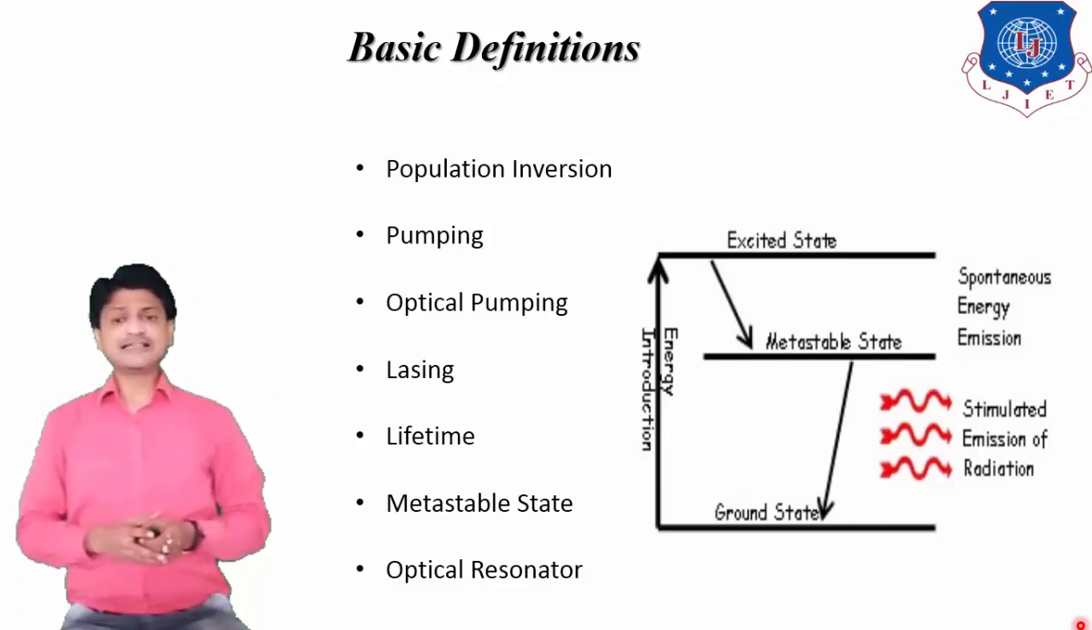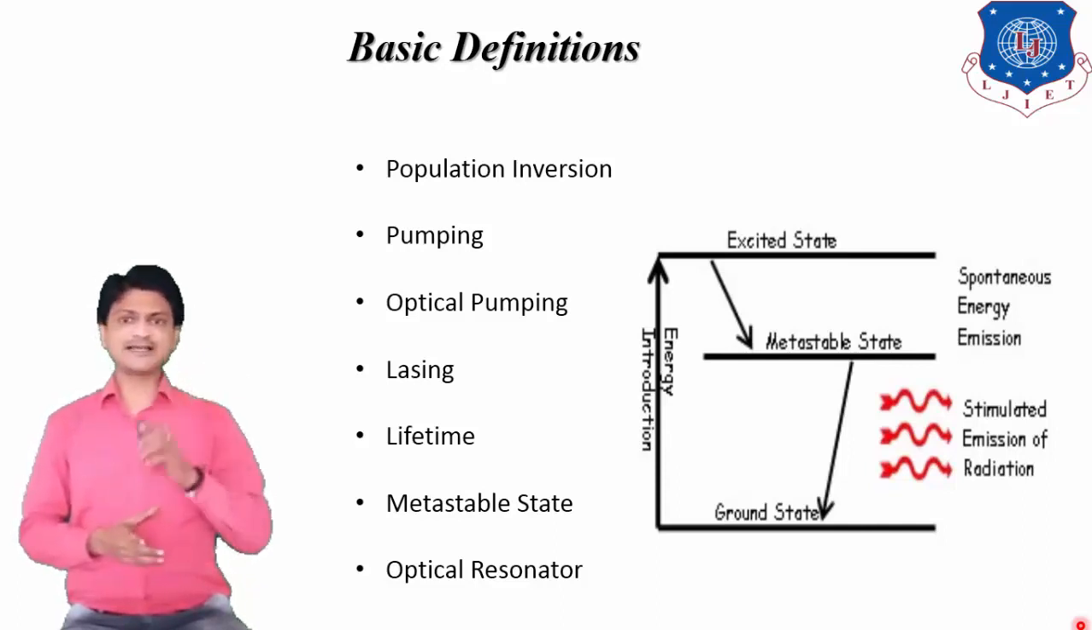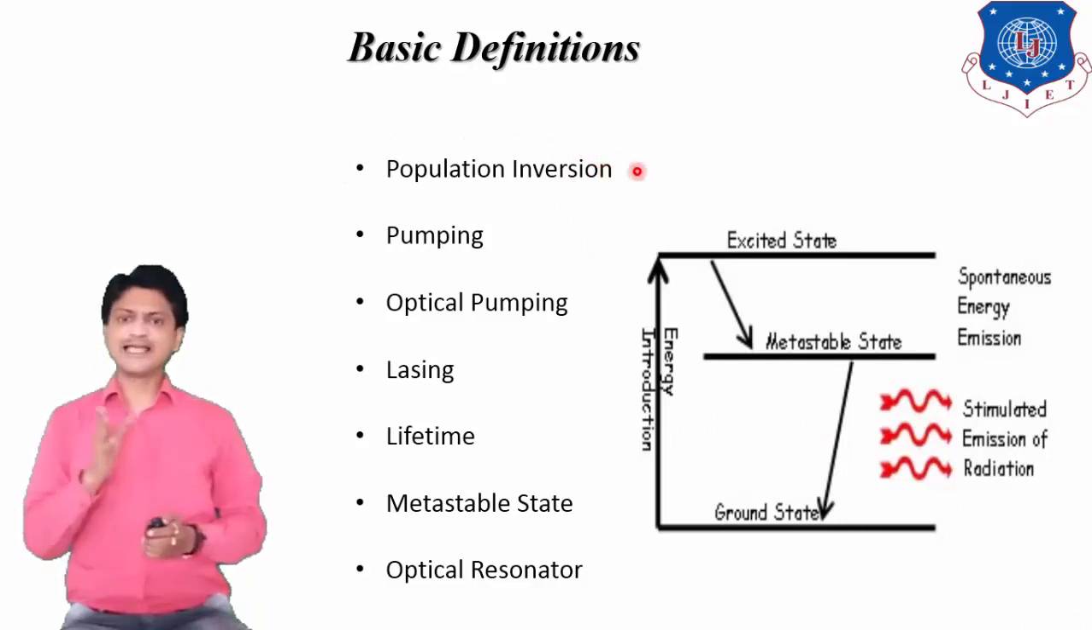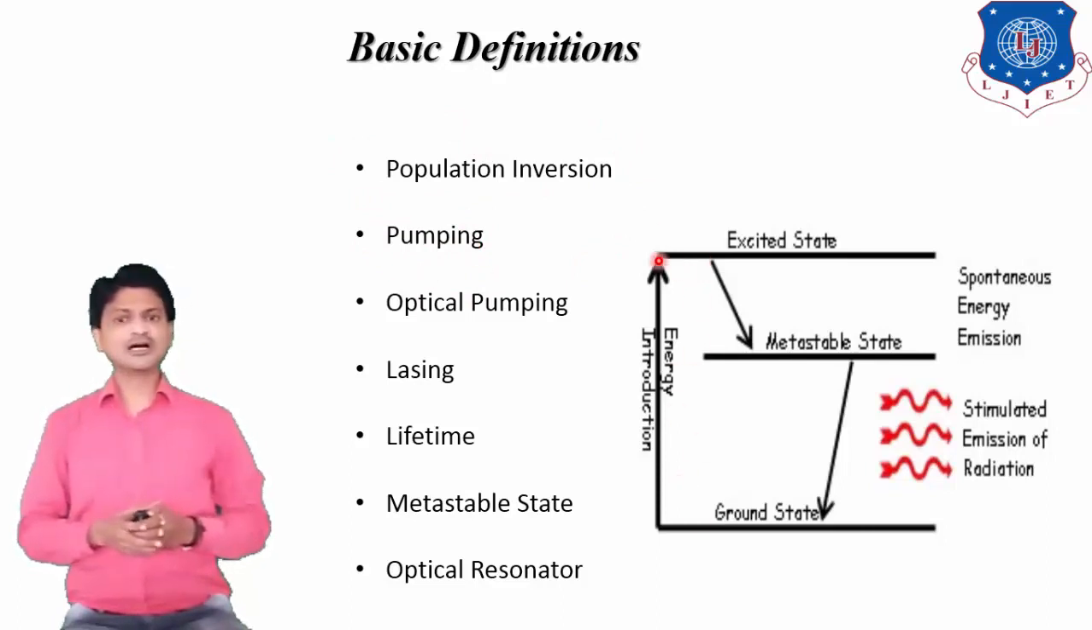So we have discussed the terms related to that laser concept. So let's quickly revise the terms. First is population inversion. It is a state of achieving more number of atoms in excited state compared to the ground state. Then pumping. It is the mechanism by which atoms are raised from a lower energy state to a higher energy state by supplying energy from an external source. Then optical pumping.